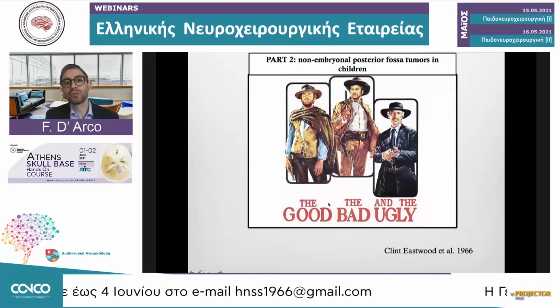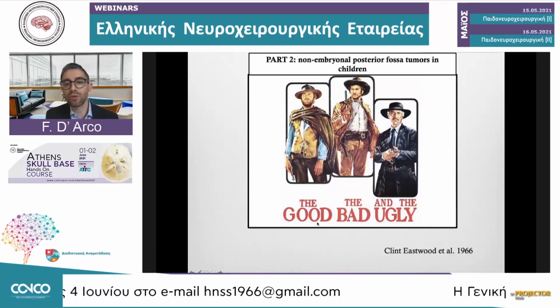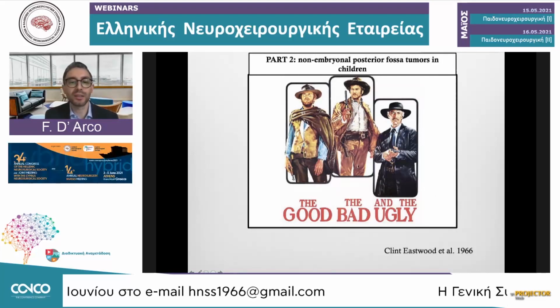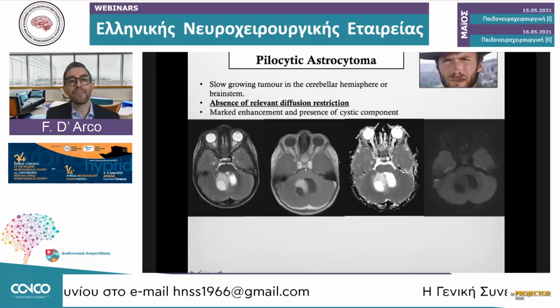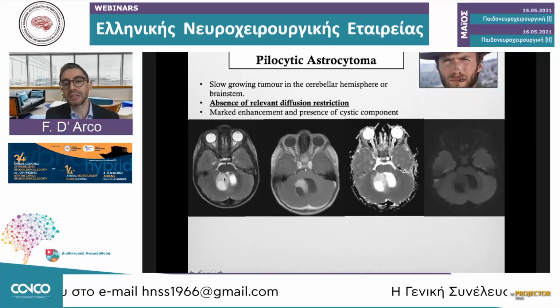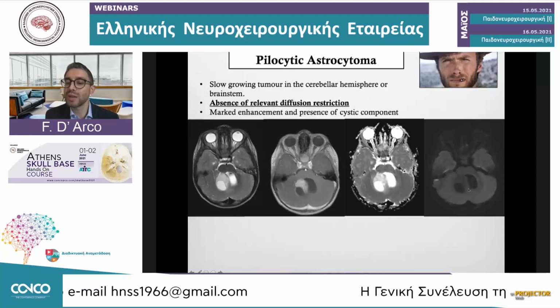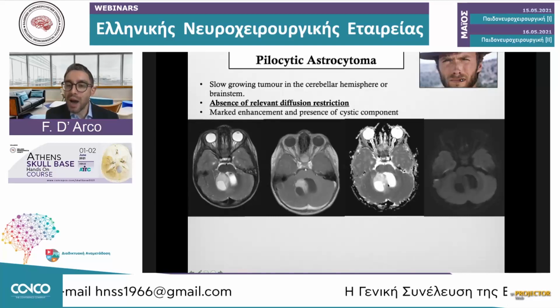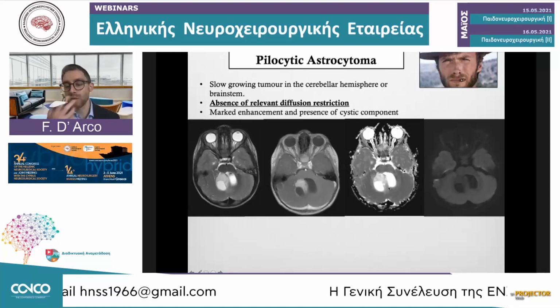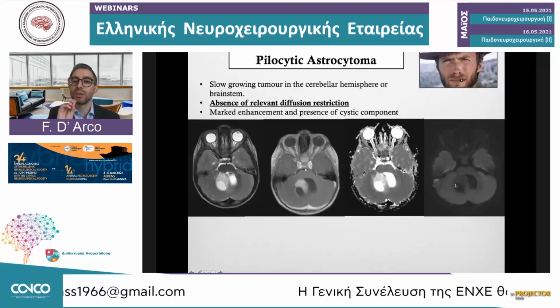And the other tumors, the non-embryonal tumors, in the posterior fossa in particular, are called the good, the bad, and the ugly. I like the movie. Pilocytic astrocytoma, look, midline, enhancing, a bit of cyst. What's the difference from the others? No diffusion restriction. Look how dark it is in DWI, how hyperintense, with high values, in ADC. So this is the important thing.